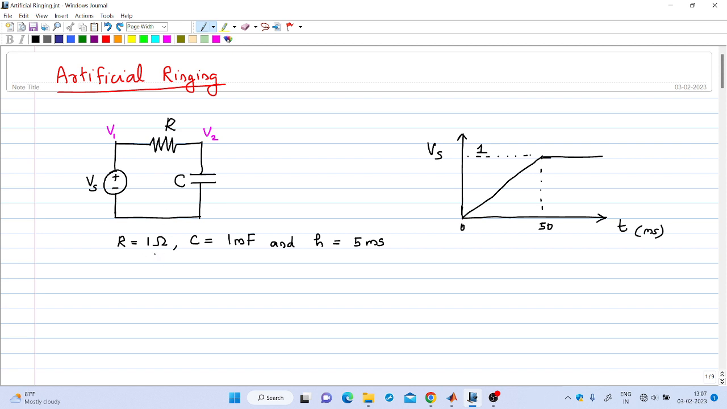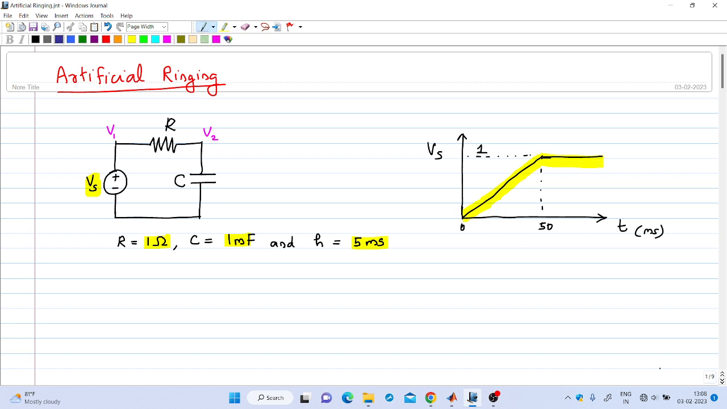The resistance value is 1 ohm, capacitance value is 1 millifarad, and the step size used, H, is equal to 5 millisecond, and this voltage source Vs has this particular shape. So till 50 millisecond it is linearly increasing, then after 50 millisecond it is a constant equal to 1. So this is the shape of the voltage applied or source voltage.